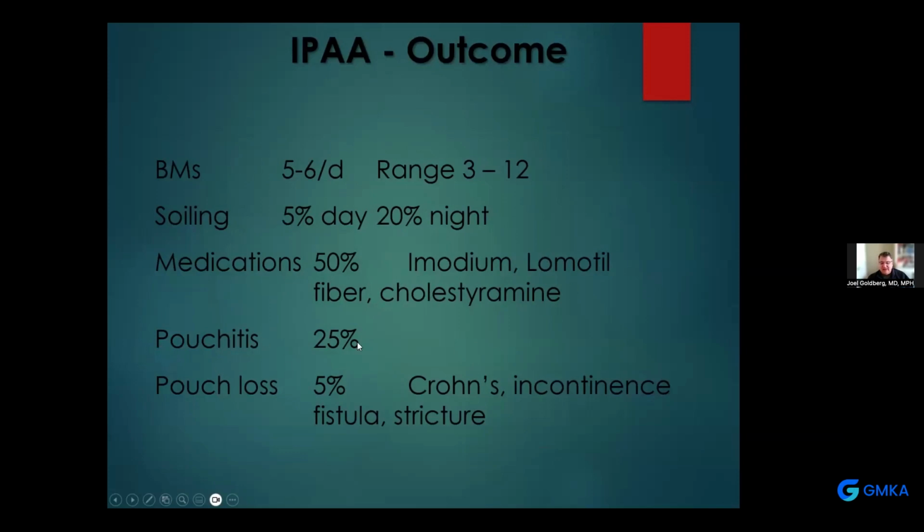Patients will get pouchitis, 25% of them. That's inflammation of the pouch, which is treated with antibiotics first. It's usually treated with ciprofloxacin and Flagyl or Augmentin, which is amoxicillin-clavulanic acid. It can be treated with probiotics. It can also be treated with a short course of steroids or biologics.